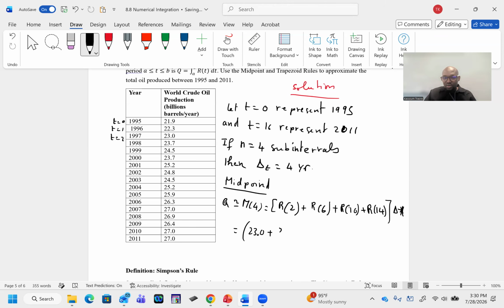plus R10. R10 is 25.9 plus R14, which is 26.4 times delta T, which is 4. So M4 will be what? Use your calculator. M4 will be 402.